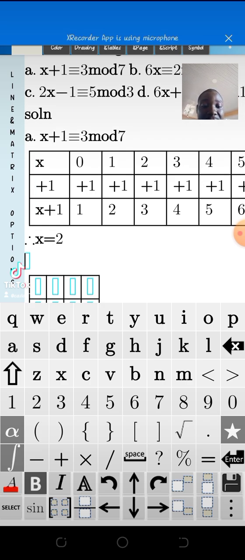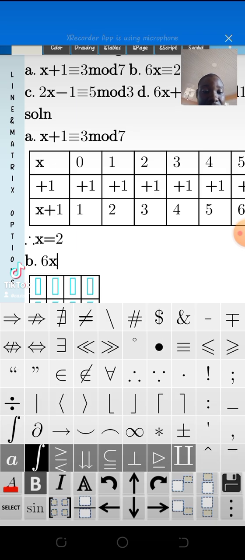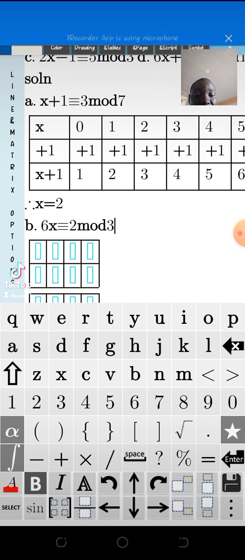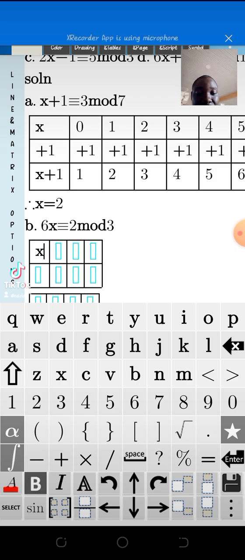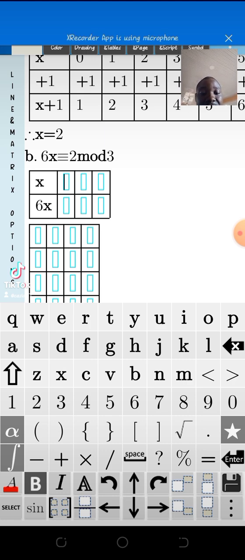So let's quickly look at the B, where we have 6x being equivalent to 2 mod 3. Is that okay? So you will first of all observe the number before the mod. You see that the number is actually less than the mod. So we can proceed now to the table. The table will just contain x and just 6x in this case. Since we are dealing with mod 3, x ranges from 0, 1 to 2, okay?